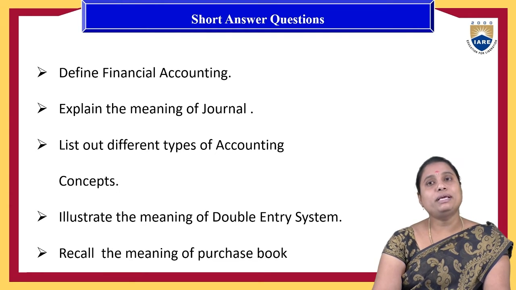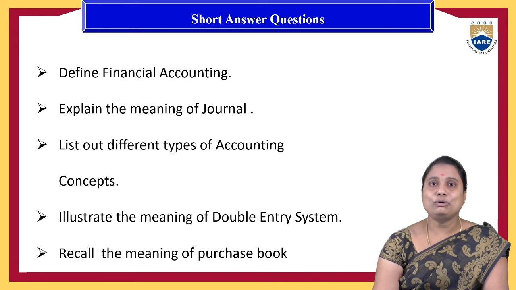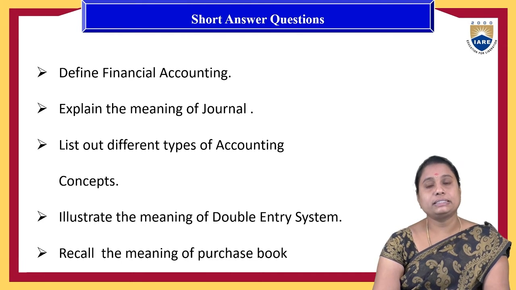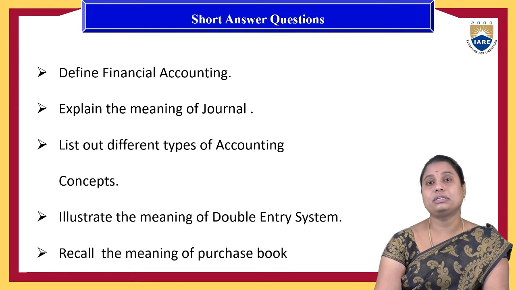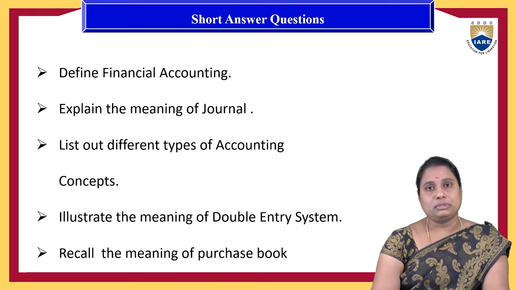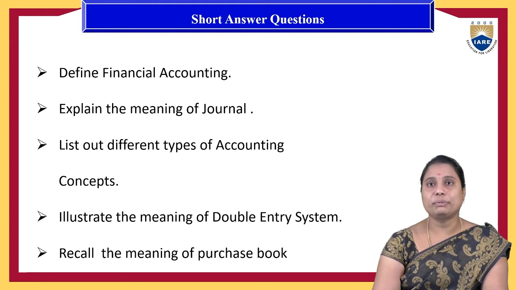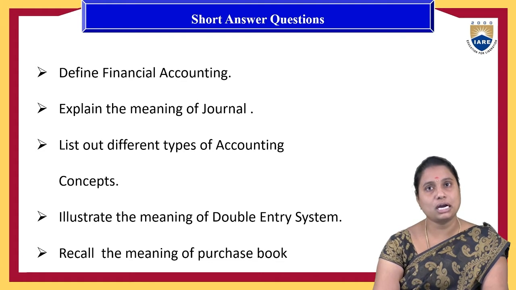And explain the meaning of the journal. So journal is a day-to-day book. This day-to-day book gives the knowledge of recording the transactions in a systematic manner based on the three types of accounting classifications like personal account, real account, and nominal account, and the rules related to the personal, real, and nominal accounts.